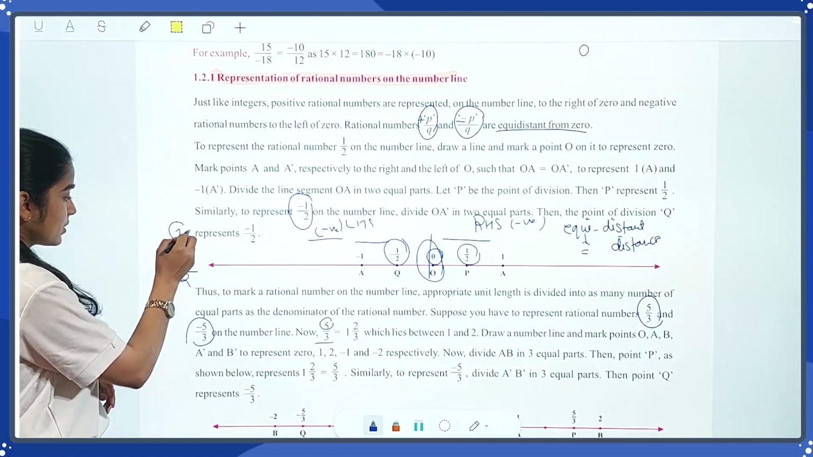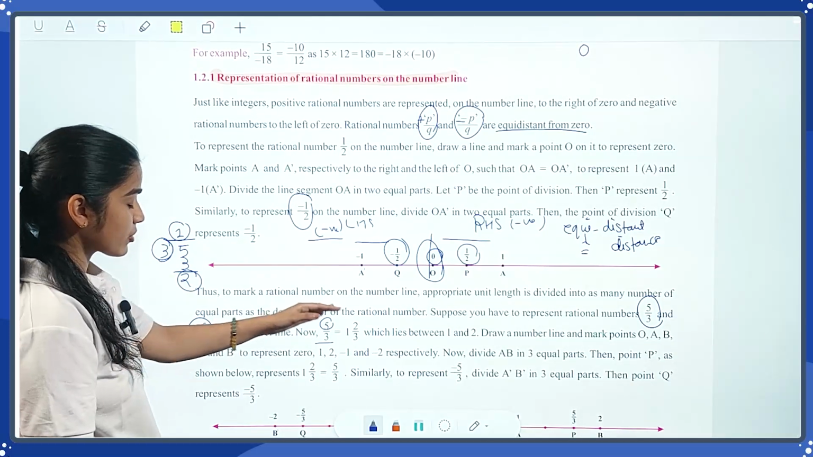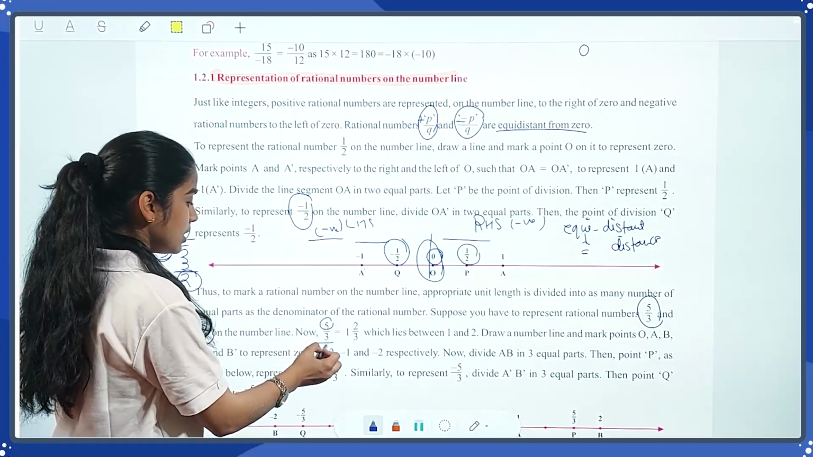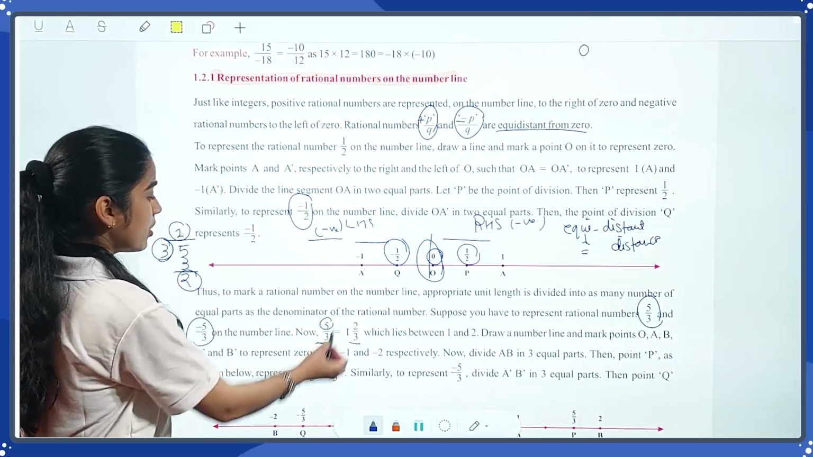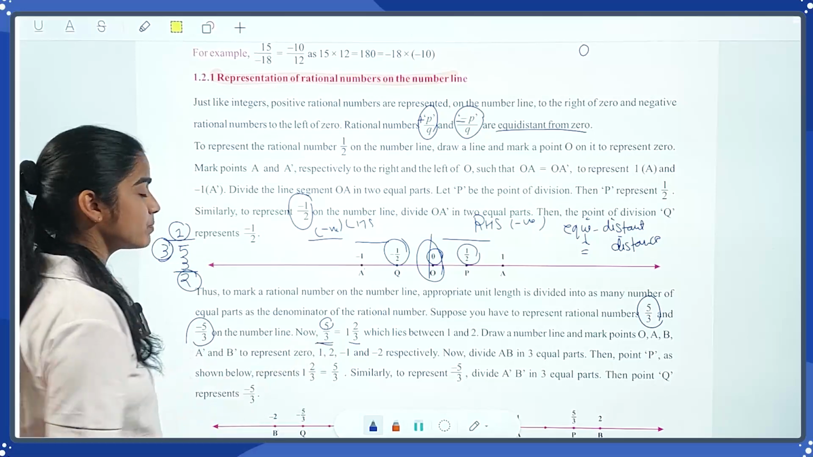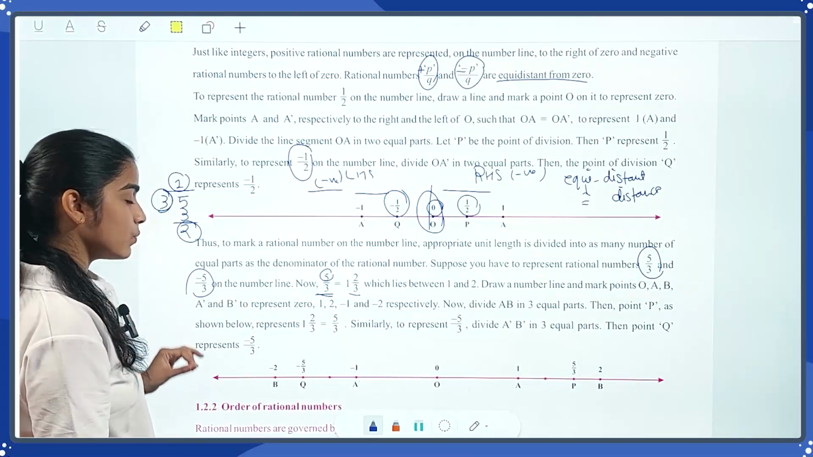So with the help of these numbers, we are converting our improper fraction into a mixed fraction. 3 remains the same, your denominator. This 2 will become your numerator, and the 1 is between the numerator and the denominator. Okay, which lies between 1 and 2?